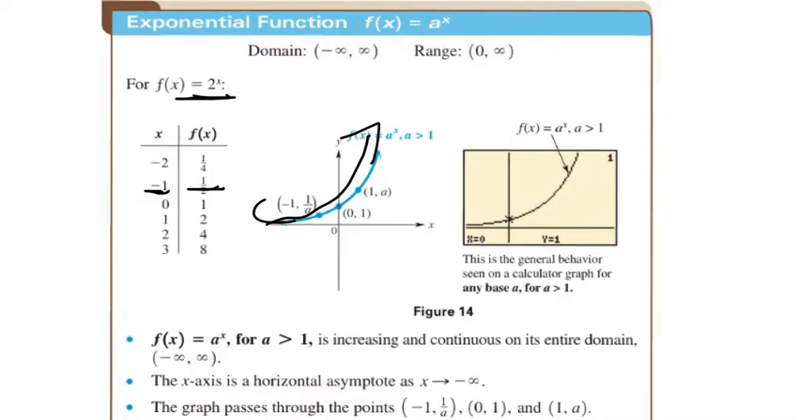And the domain is always from negative infinity to positive infinity for an exponential function. And the range, since it's just 2 to a power of x, would be from 0 to infinity. We'll discuss a little bit later what the graph will look like if it's not from 0 to infinity. And since the range is from 0 to infinity, there's a horizontal asymptote at y equals 0, or the x-axis, right here.